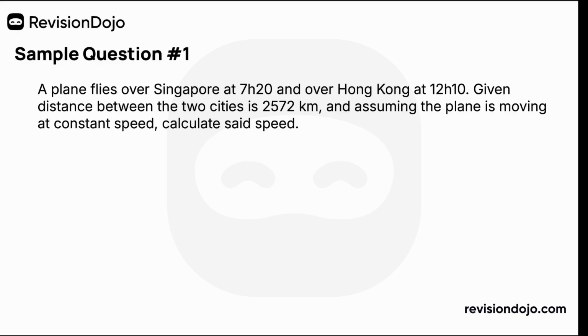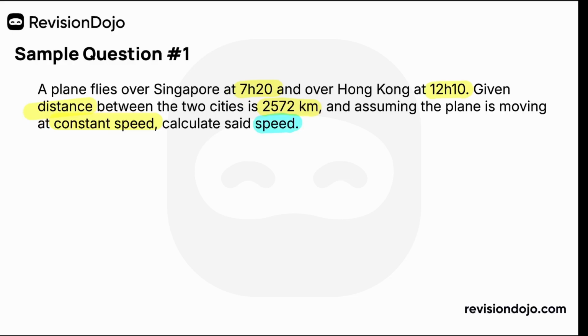So let's take a look at our first sample question. A plane flies over Singapore at 7:20 and over Hong Kong at 12:10. Given distance between the two cities is 2,572 kilometers, and assuming the plane is moving at constant speed, calculate said speed. So here let's highlight the important things. We have here some times, we have a distance as stated here, and also constant speed. And we are being asked to calculate the speed.